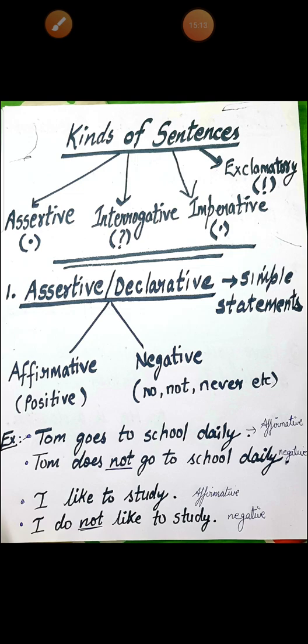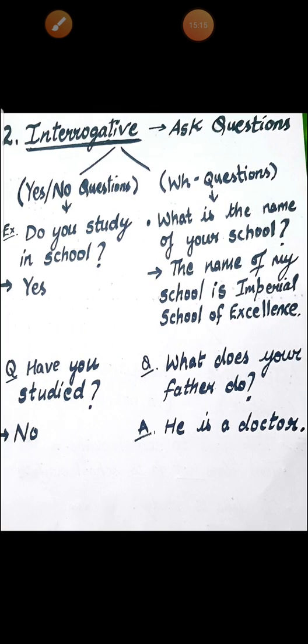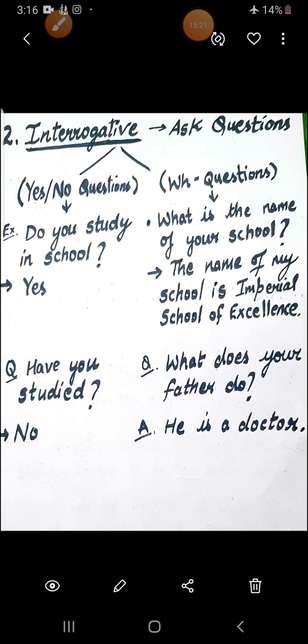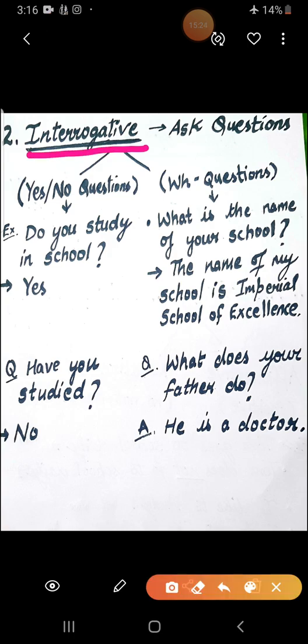I hope this much is clear. So our second one is what? Interrogative. Interrogative means you have to ask questions. The sentences in which you ask questions are your interrogative sentences. And it also has two parts. Either the questions will be in a form that you give the answer either in the form of yes or no, like the first one, or you have to frame a sentence like the second one.